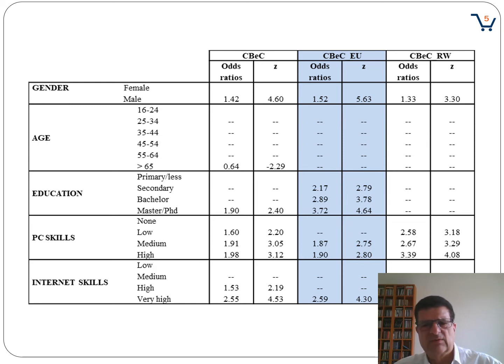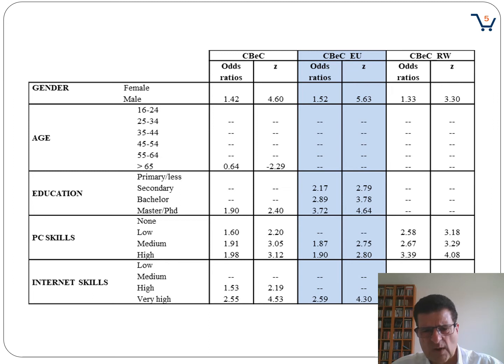For instance, if you look at cross-border e-commerce in general, the one in the middle right here, you see that male is significantly positive, and in the case of age higher than 65, it is significantly negative, in the sense that it has a negative effect on the probability of using cross-border e-commerce. It is similar to the case of very high education, which is master or PhD.